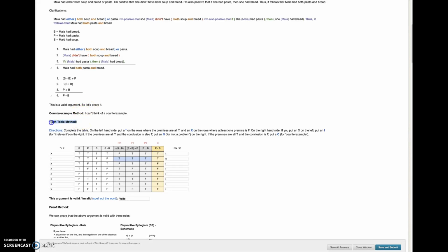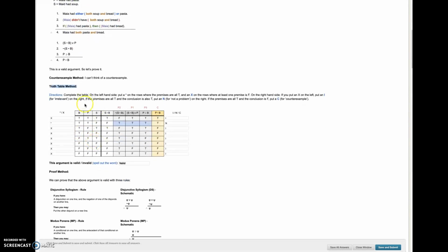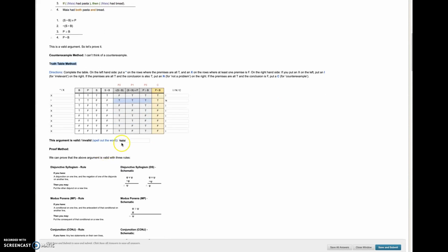Truth table method, that we could use with this, and here is a truth table, and you're asked to complete it. I actually already filled this in because we're not going to do this part together, but you're given the truth table and you're asked to determine whether or not this is valid. We can see that there's only one row where the premises are all true, and the conclusion is also true. So there's no counterexample row. So indeed, there is no counterexample. I couldn't think of one, and when I did the truth table, I showed there isn't one. So this is a valid argument.